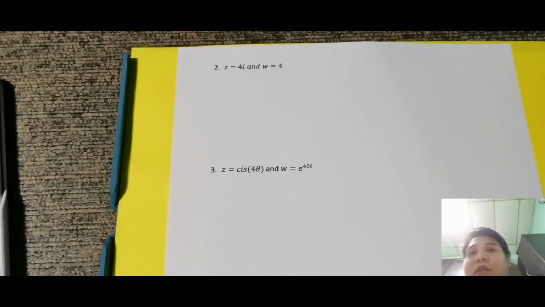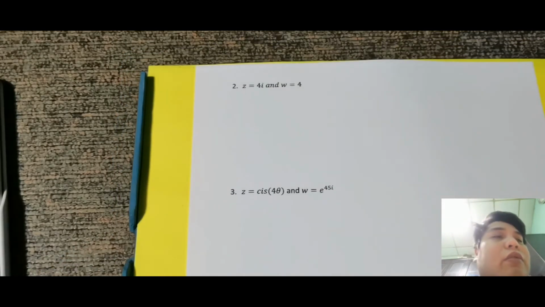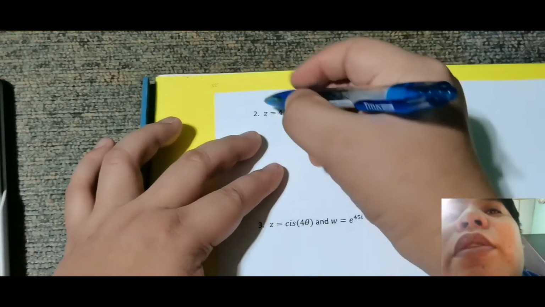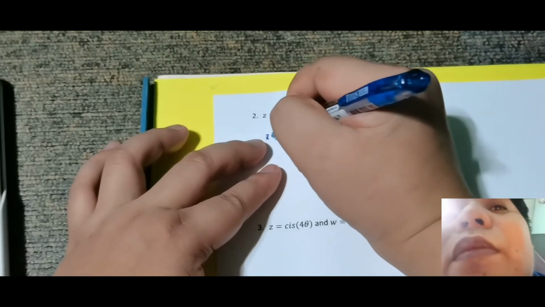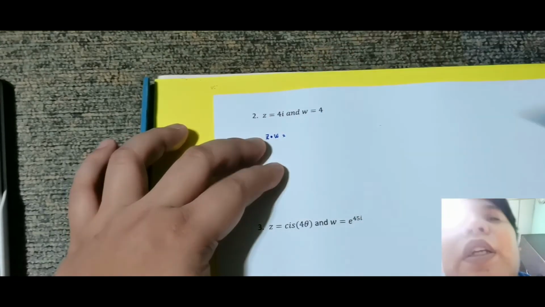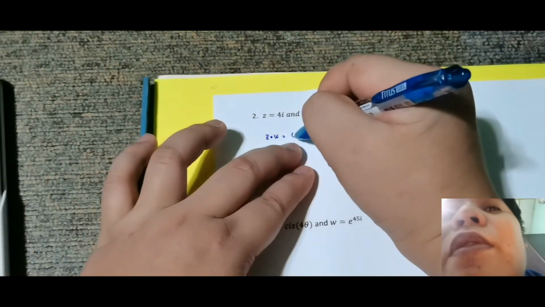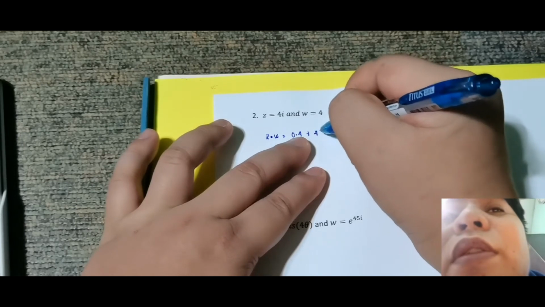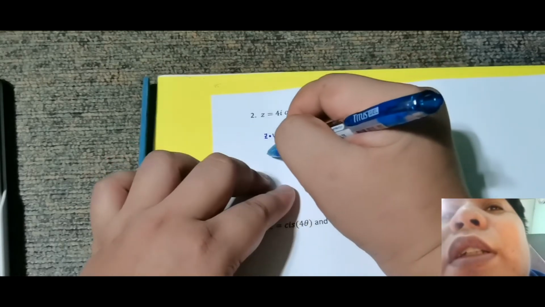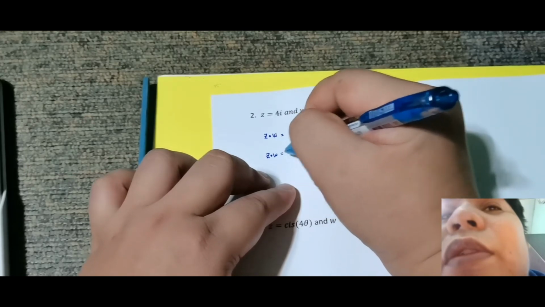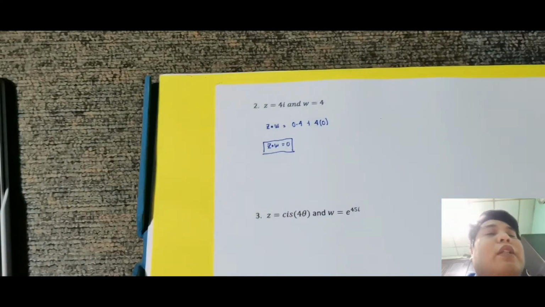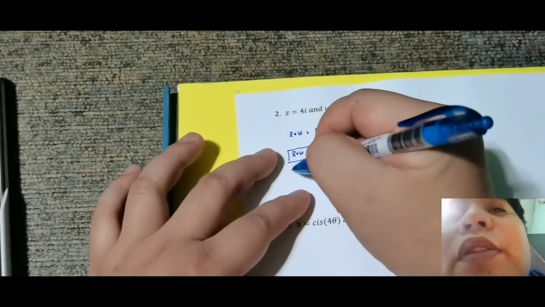Okay, so let's have example number 2. Again, hanapin natin yung dot product, yung cross product, saka yung angle between two vectors. Una ulit, dot product na ito. So yung dot product ng Z at W, that is 0 times 4, plus 4 times 0 naman sa kabila, so yung dot product nila is equal to 0. Possible na dot product is negative or 0. Okay lang yun.